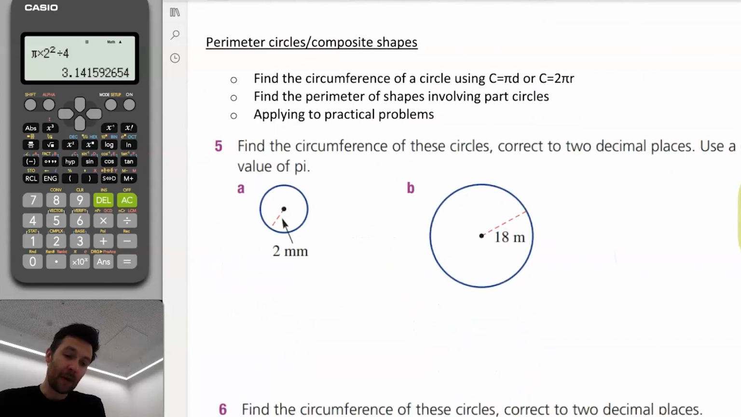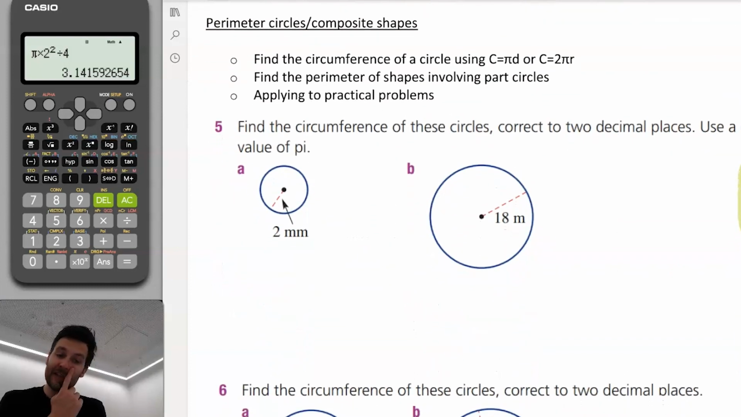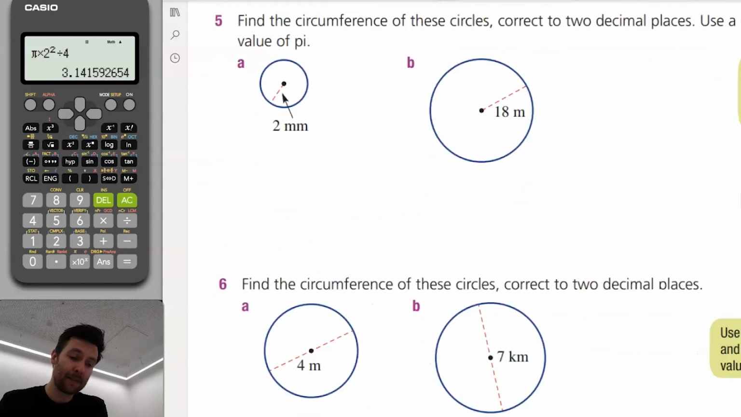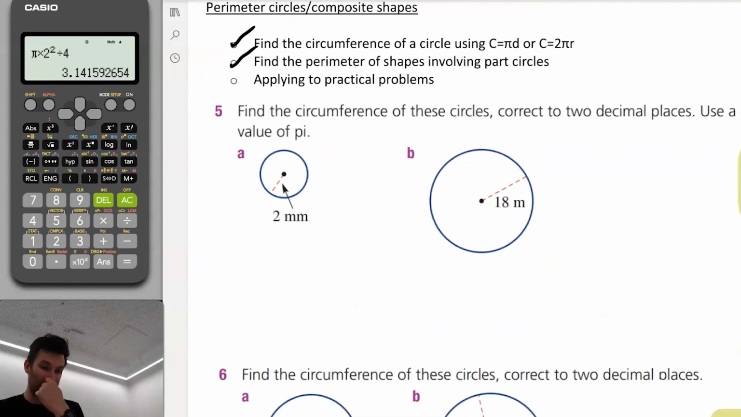Right, next one, we're going to find the circumference of a circle using the formulas given. We're going to find the perimeter of shapes that are given there and then apply that to practical problems. Actually, I don't think I have any practical problems on this one, but that's something that you can investigate as part of your own study.